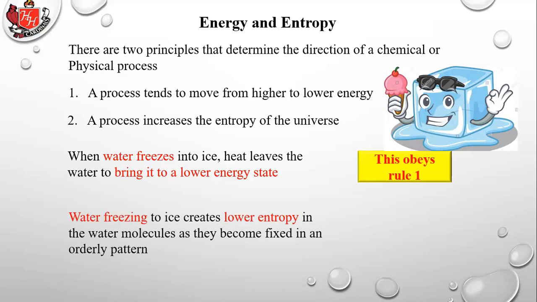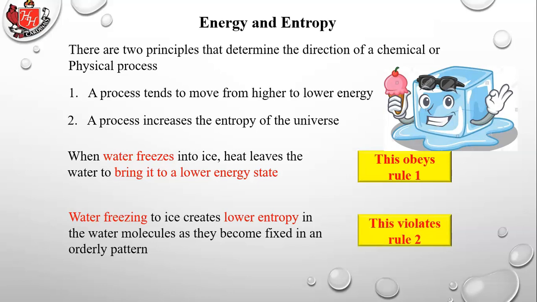However, water freezing to ice creates lower entropy in the water molecules as they become fixed in an orderly pattern. We've seen water in its form of ice. It makes these nice hexagons. So that violates rule 2, that the process is going to become more disorderly.